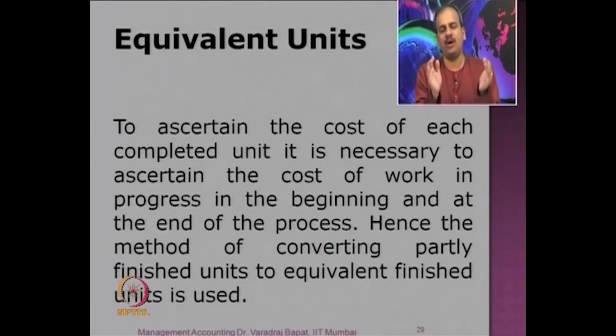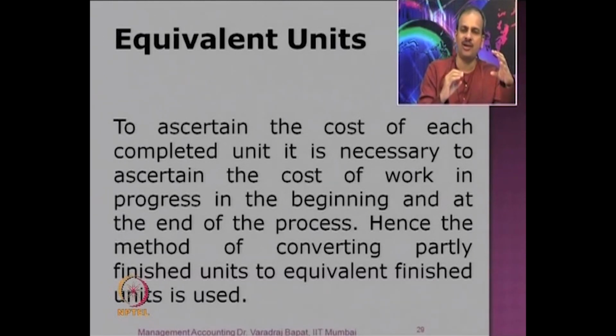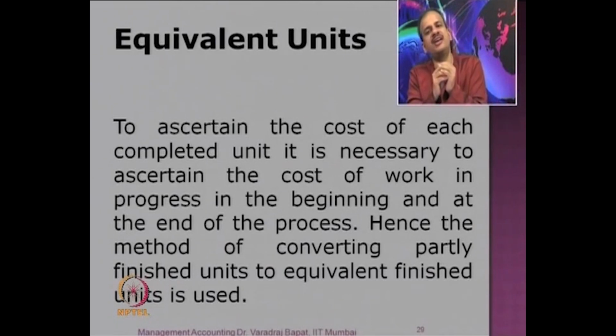So let us say I have got 100 units which are 50% complete. I will assume that they are equivalent to 50 full units. So if my output is 1000 and there is a partially produced output of 100 units, I will take 1000 plus 50% of 100, that is 50. So my output will be taken as 1050 and then I will calculate the cost per unit, right? Now let us see how it is actually done.